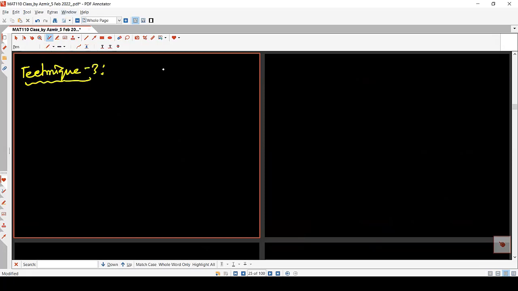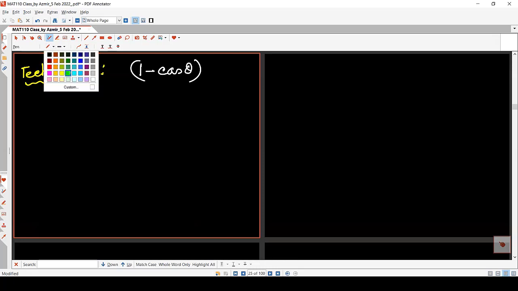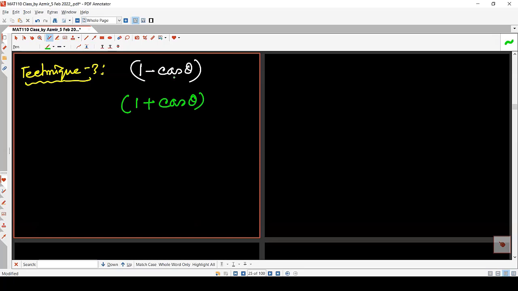So sometimes we may have 1 negative cosine theta or 1 negative cosine x in the numerator or in the denominator. That means in any limit, if this quantity is involved, then we have to multiply by the opposite similar quantity. If we have 1 negative cosine theta or 1 negative cosine x, we will multiply by 1 positive cosine x or 1 positive cosine theta. This should be multiplied both in the numerator and in the denominator. So let's have a look at one example.